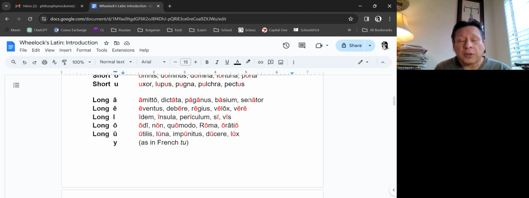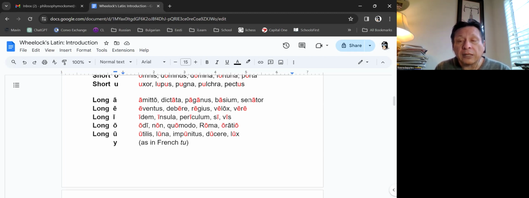The long I. Now the long I is like the Spanish I, but it's like the E in machine. Insula. Insula means island. So if you're insular, you're on an island by yourself. Insula. Periculum.